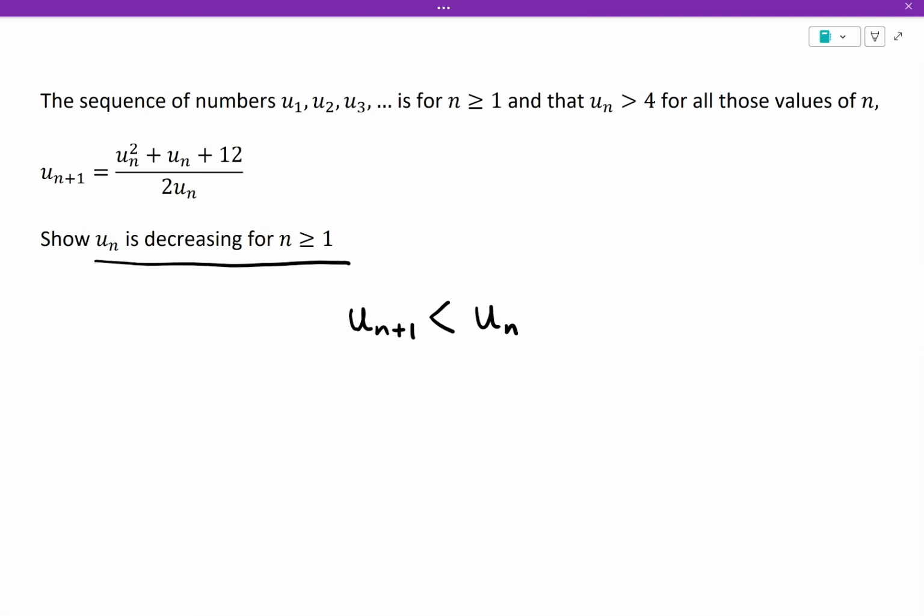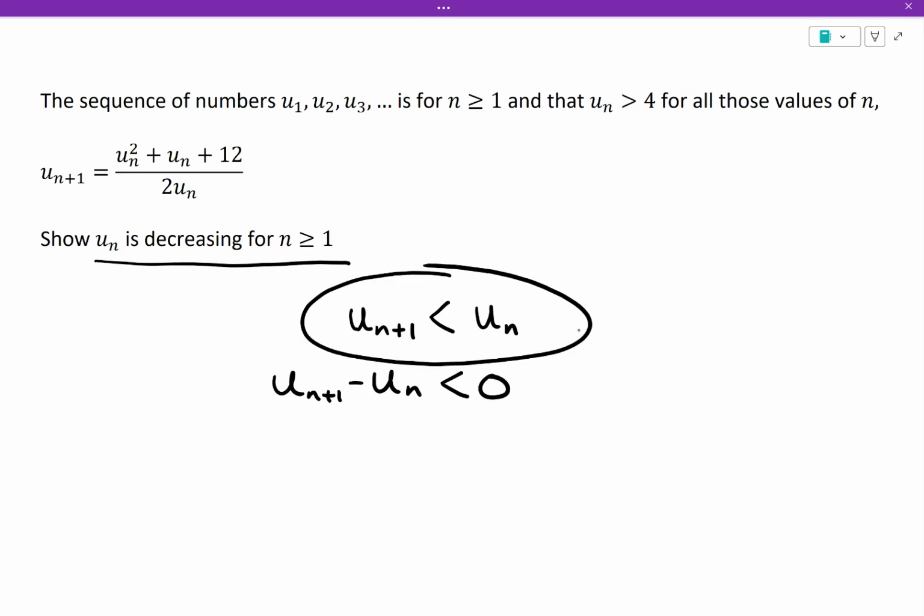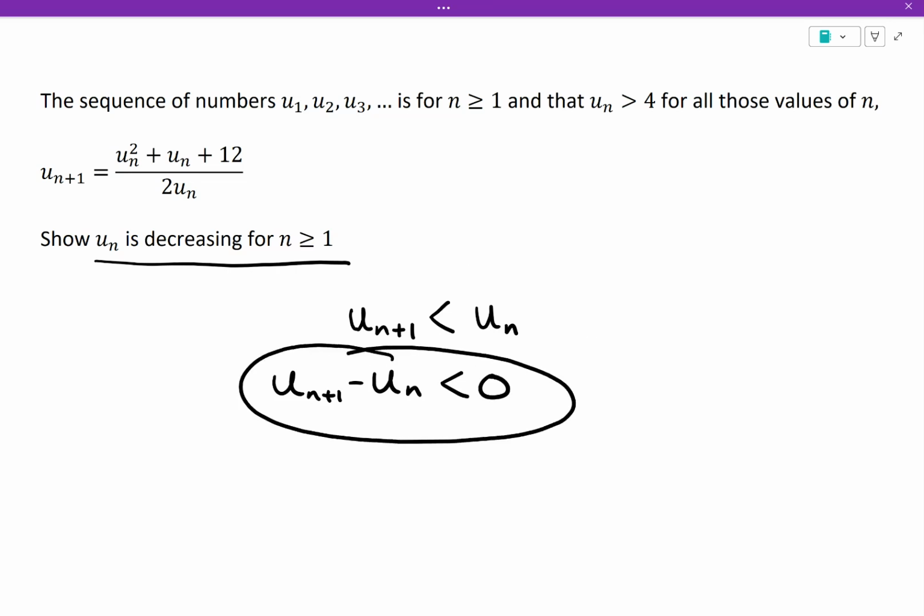First thing I'm going to do is rearrange this inequality. So I'm going to subtract the un to the other side. So I get un plus 1, subtract un, must be smaller than 0. So for the top inequality to be true, the bottom one must be true. So I'm going to focus on trying to prove this bottom one. I'm going to try and show that if we do un plus 1, subtract un, it's definitely going to be smaller than 0. In other words, the difference between any two terms is smaller than 0 when you take any term and subtract the previous one.